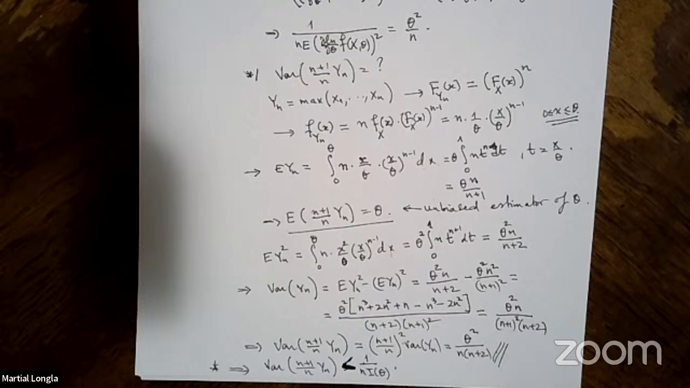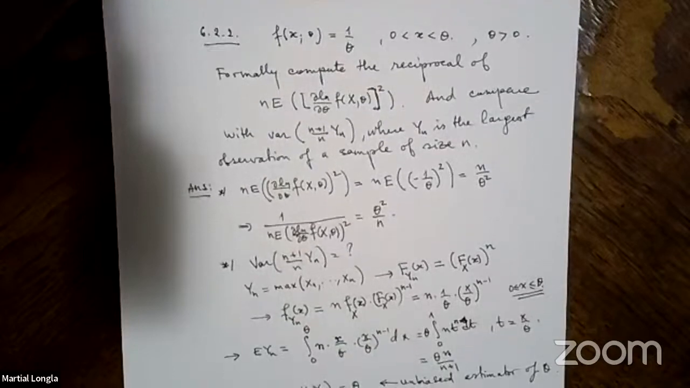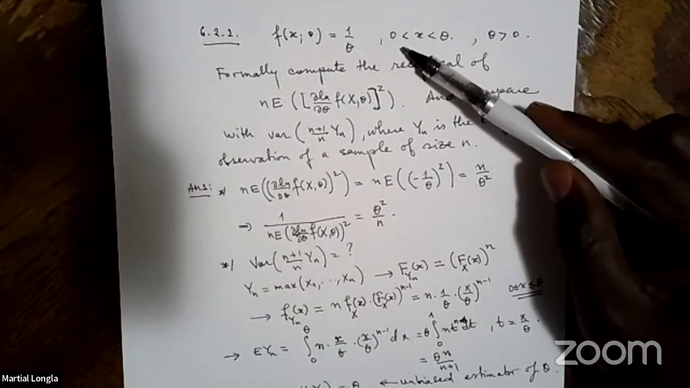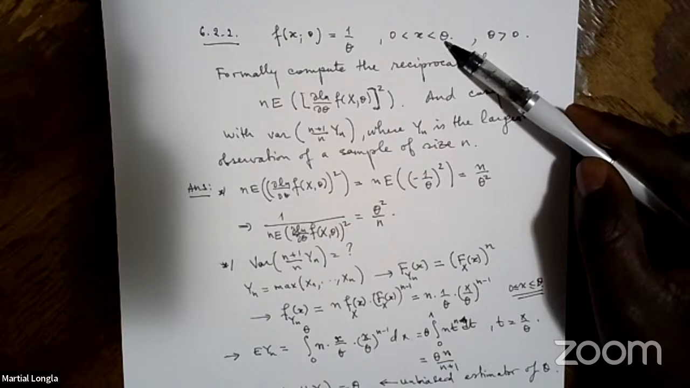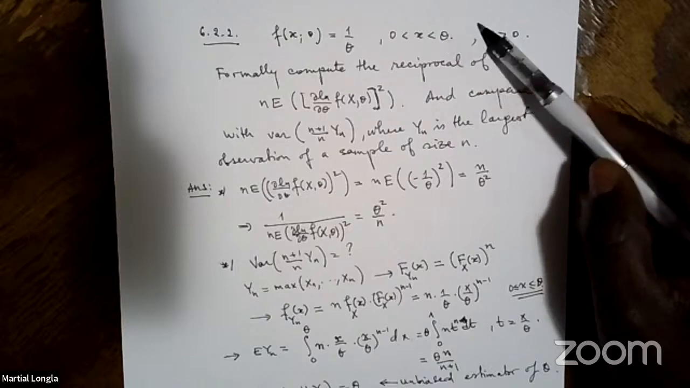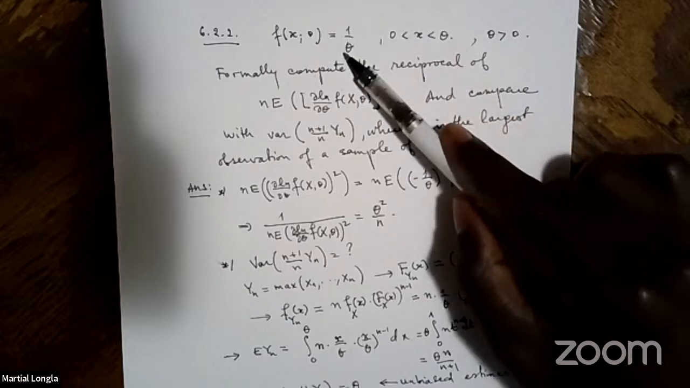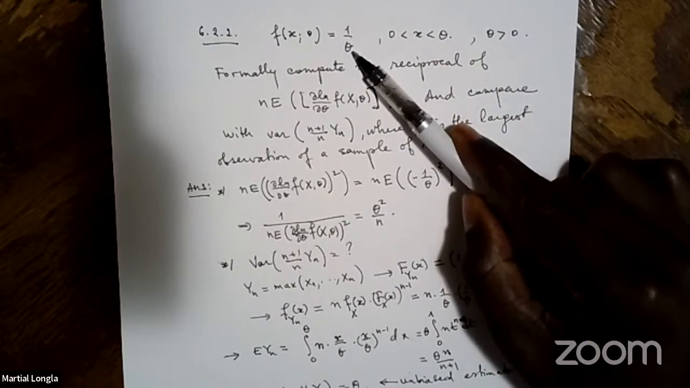What do they say? One of the conditions is that the support of the distribution is the same for all values of theta. That's one of the conditions. And when you look here, this distribution has support 0 less than x less than theta. So when theta changes, the support changes. So these random variables don't have the same support for different values of theta.